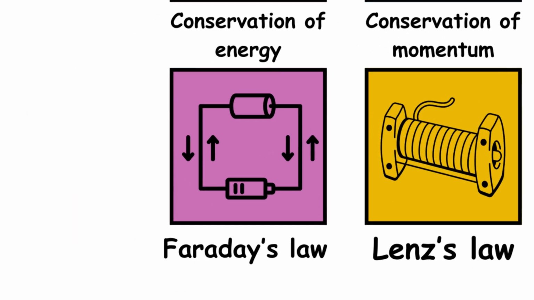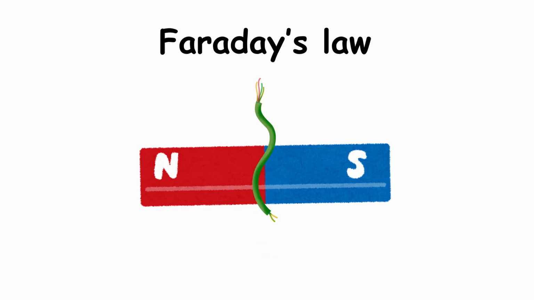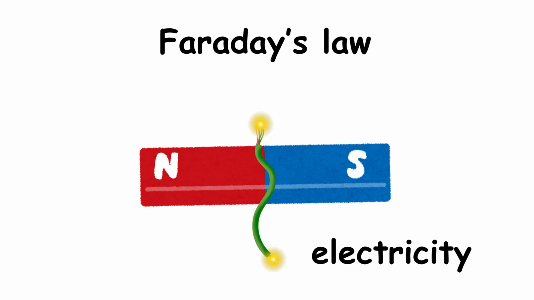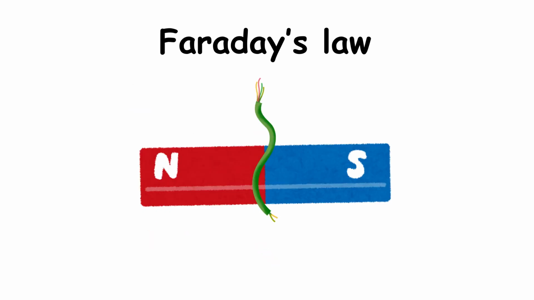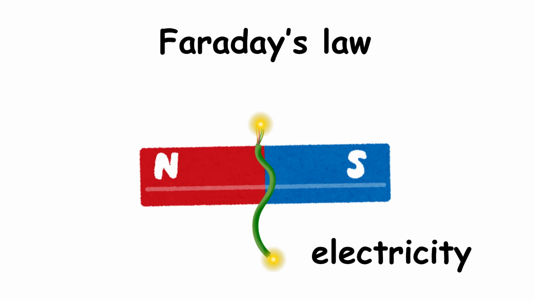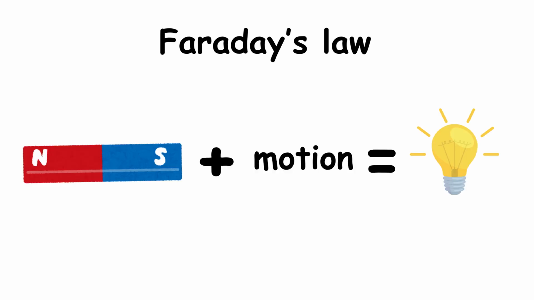Next, we have Faraday's law. If you move a magnet near a wire, boom, there's electricity. It's the physics version of just add motion. A changing magnetic field induces an electromotive force in a conductor. So basically, by moving a conductor within a magnetic field, it experiences a changing magnetic field which induces an electromotive force which is responsible for the flow of current within that conductor. Basically, motion plus magnet equals electricity.